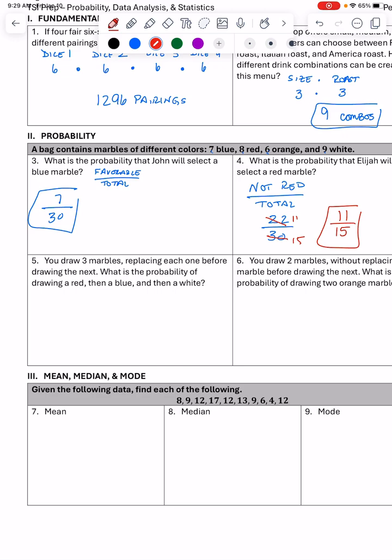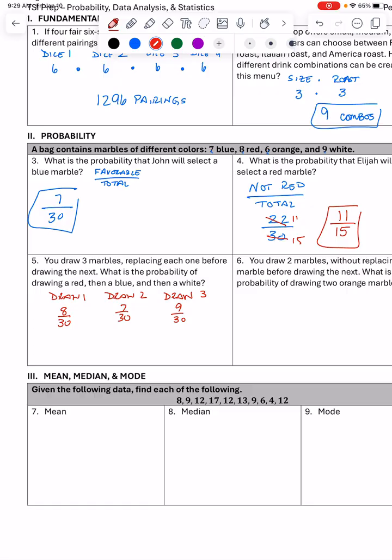Number 5 says you draw 3 marbles, replacing each one before drawing the next. What is the probability of drawing a red, then a blue, then a white? So we've got 3 draws: draw 1, draw 2, draw 3. Drawing a red would be 8 out of 30. Blue would be 7 out of 30. And white would be 9 out of 30.